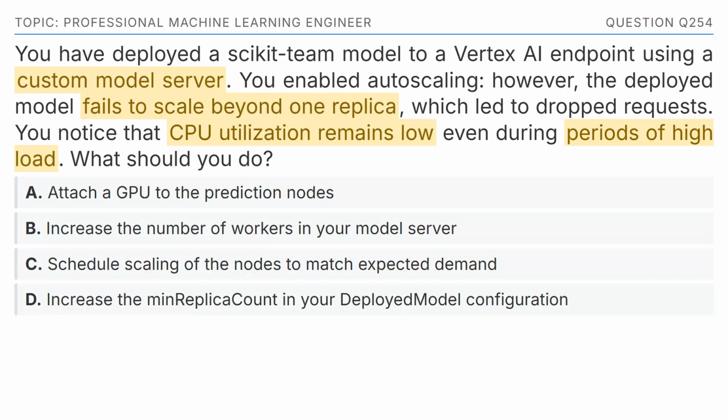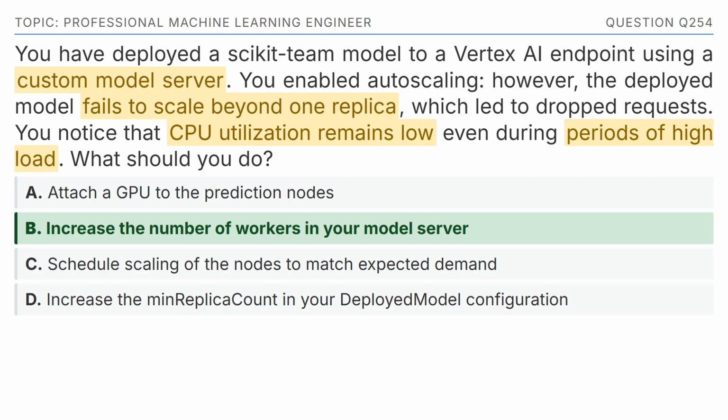To arrive at the correct answer, we focus on the keywords: custom model server, fails to scale beyond one replica, CPU utilization remains low, periods of high load. The correct answer is option B, increase the number of workers in your model server.